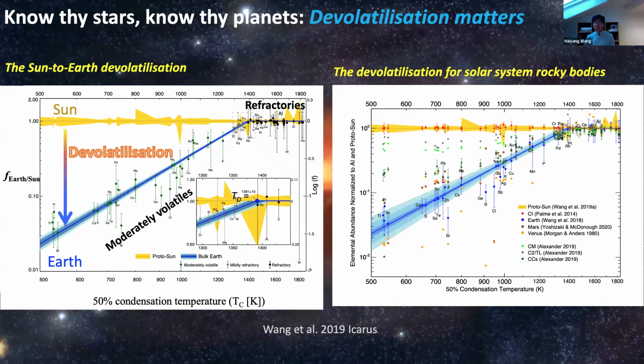This can also be expanded to other solar system rocky bodies if we show them on this plot. I show Venus, Mars, as well as a few meteoritic data. You see the variation of devolatilization in these rocky bodies relative to the Sun. The scale of the devolatilization varies, but the phenomenon is universal, present across these rocky bodies.